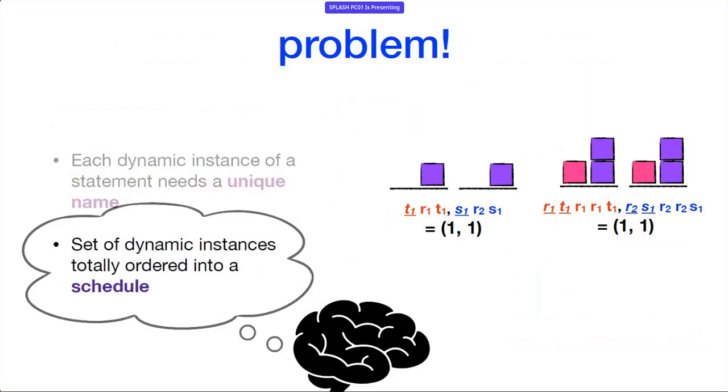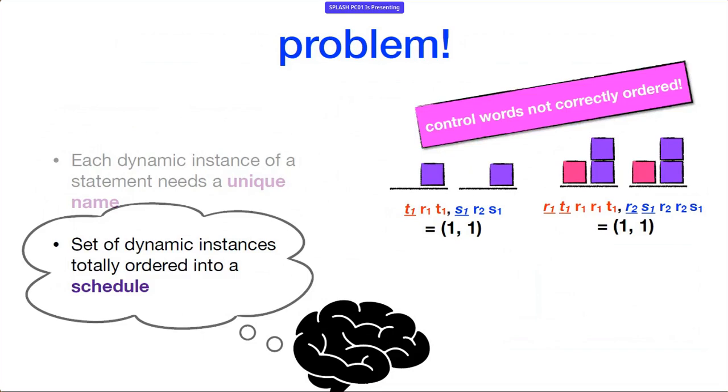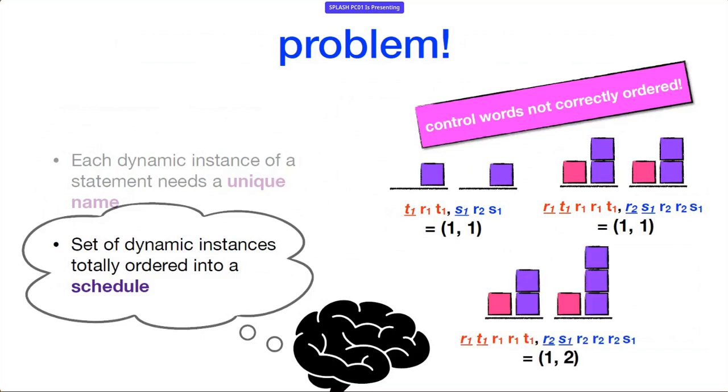I also need to make sure that my dynamic instances are totally ordered into some schedule. They actually have to give me an execution order. But this doesn't work anymore either. Because now that I have two different ways of naming this 1-1, if I take this iteration 1-2, which should come after 1-1, comes later lexicographically, it's actually before one of those versions of 1-1 and after the other one. Right? So I've broken ordering. Depending on which version of 1-1 I'm looking at, I no longer have the correct ordering of control words.